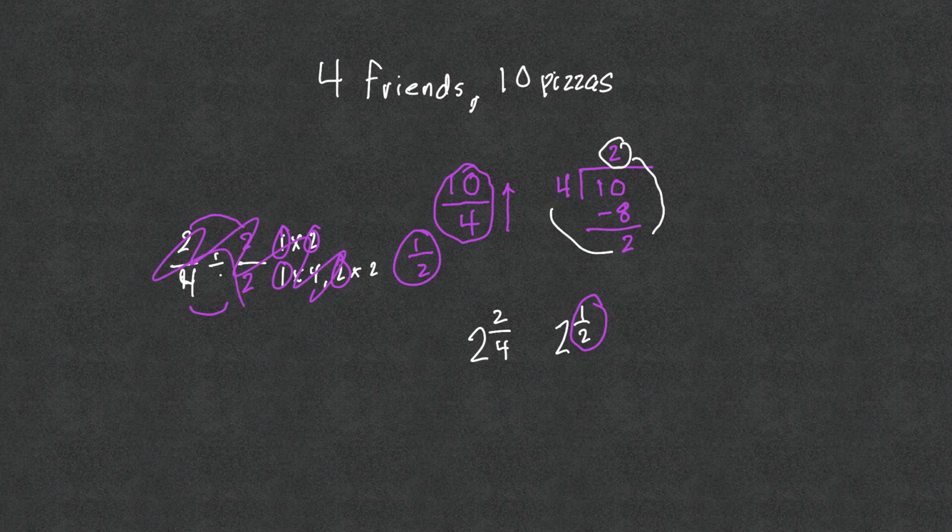So each person is going to get 2 and 1/2 pizzas. Holy smokes. 4 friends, 2 and 1/2 pizzas. Wow, a lot of food. Now, we go on to simplify fractions and greatest common factor, and guess what? We basically did that with the last lesson. We combined them. So let's do this.